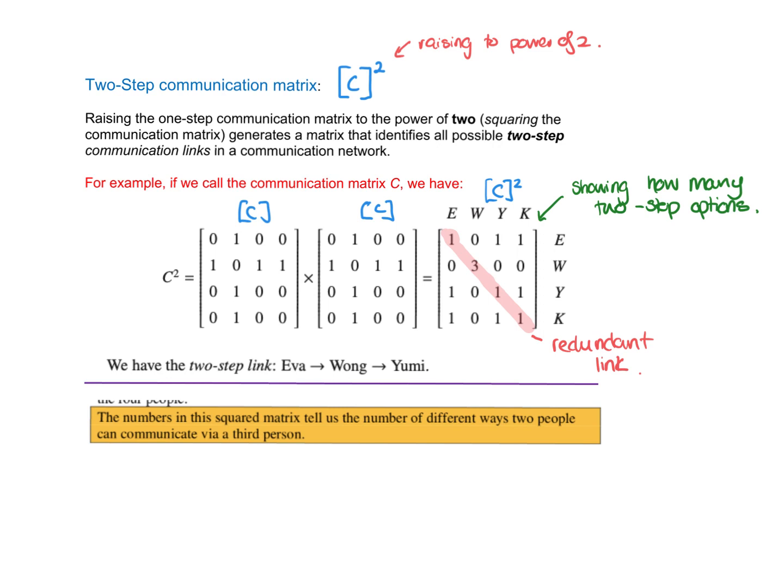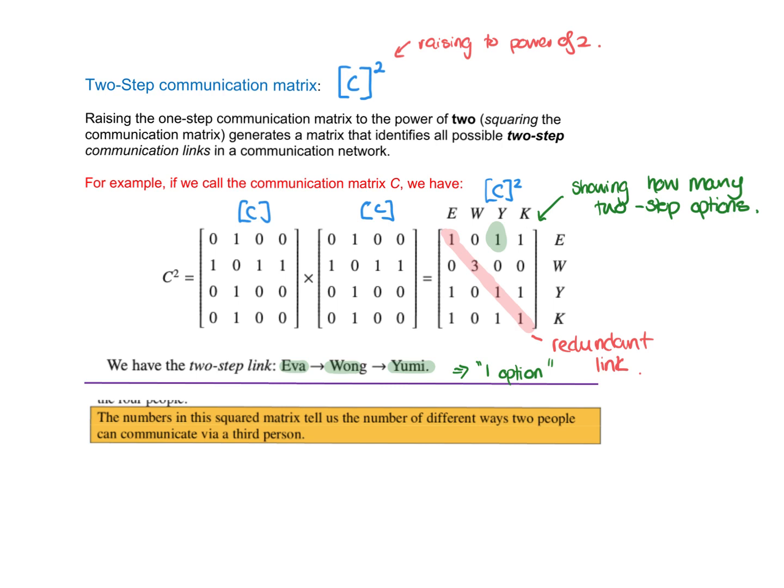So what I wanted to show you is, you've really got to make sure that you understand what a 2-step is showing you. Take this number here, between Eva and Yummy or whatever. What this is saying is that we have 1 option of a 2-step, and that's where Eva would send it to Wong and then there. So there's the 1 option that is stated in the C squared. So you've got to be really careful with that.